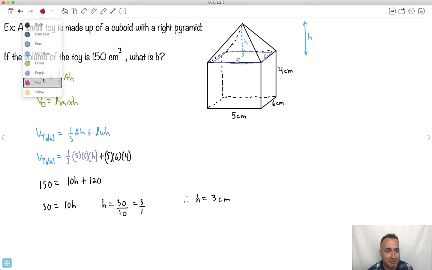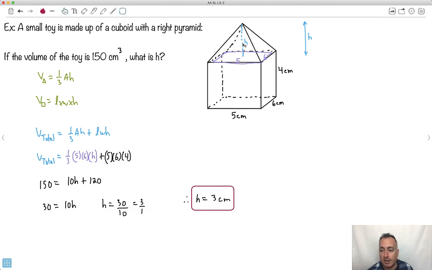I didn't even need a calculator for it. If you're allowed a calculator, of course you can use one, but I think this is kind of nice. You can calculate this without even using a calculator. Isn't that nice?